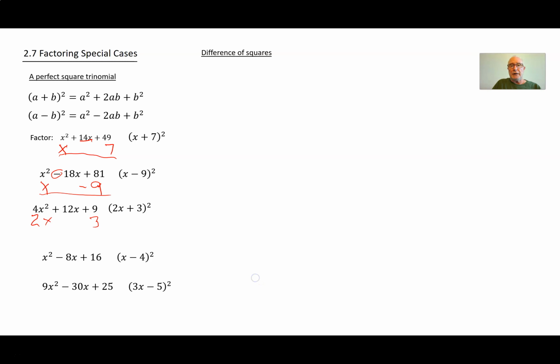Our other special case is the difference of squares. Now, remember when we multiplied (a + b) times (a - b), we got a squared minus b squared. A squared minus b squared is the difference of squares. So factoring the difference of squares is the easiest thing to factor of all. Whenever I have two perfect squares separated with a minus, it's just (a + b) times (a - b).